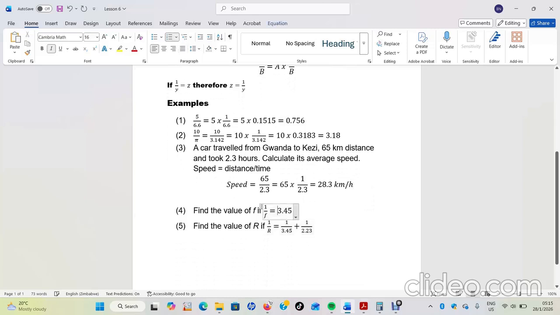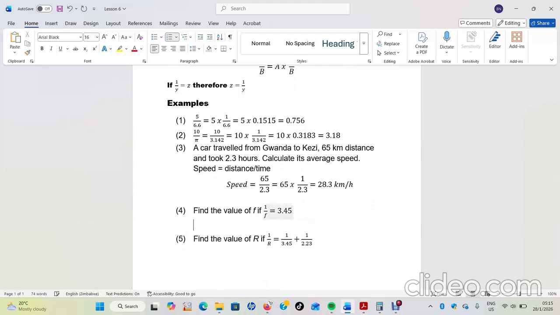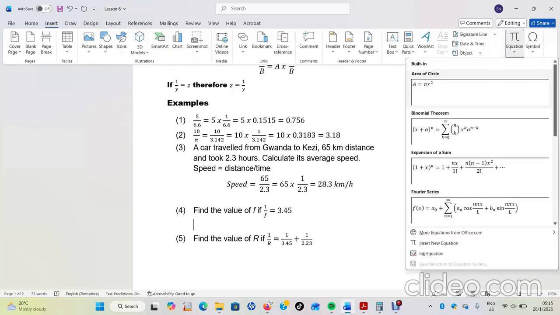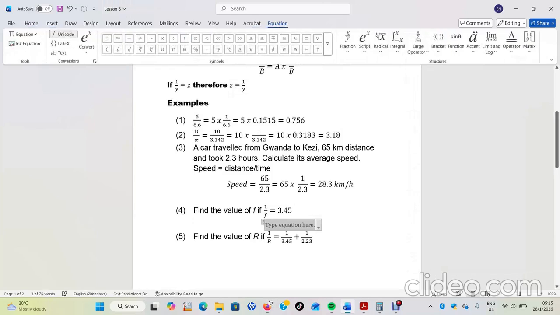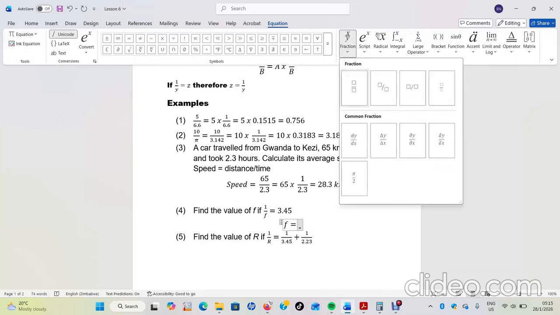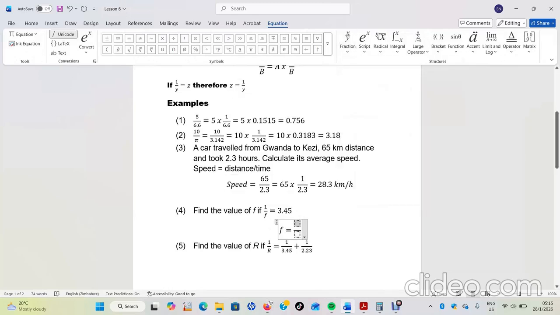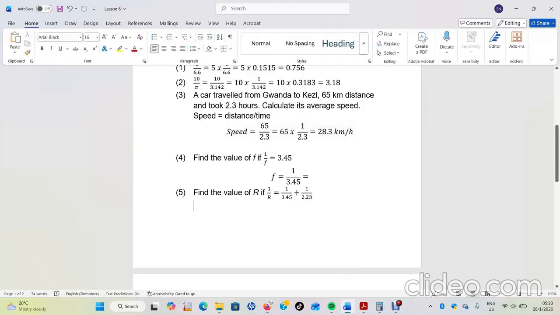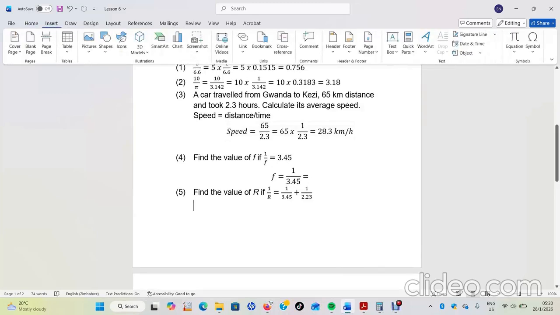Find the value of f if 1 over f is equal to 3.45. This one, we are making f the subject of the formula. That's our second rule that we looked at, where we say if 1 over y is equal to z, therefore z is equal to 1 over y. So f is equal to 1 over 3.45. You will get the answer.